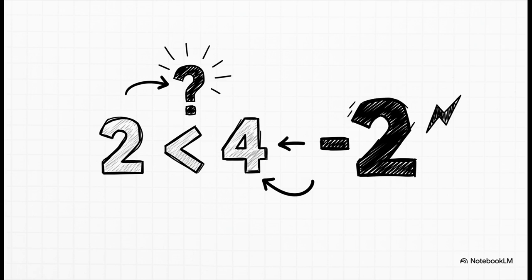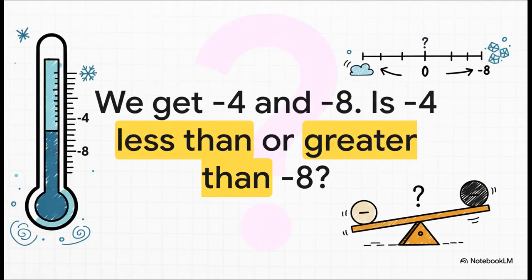Let's try multiplying by -2. What do you think happens now? This is where it gets interesting. So on the left side, 2 times -2 is -4. And on the right, 4 times -2 is -8. Okay, stop. We have to be really, really careful here.